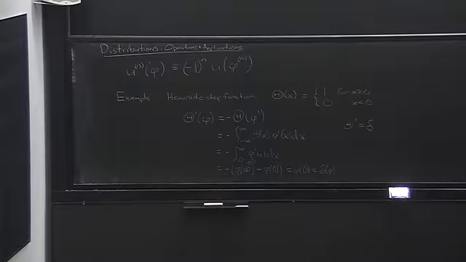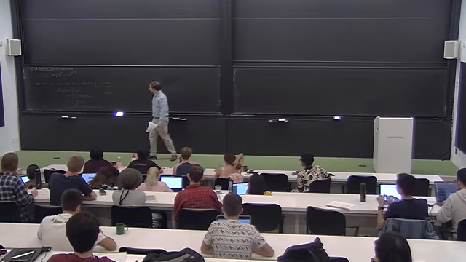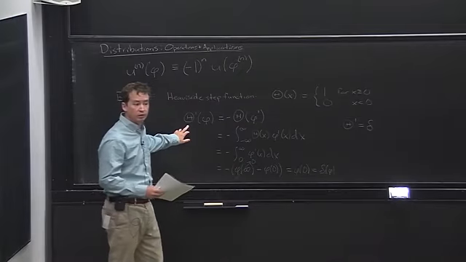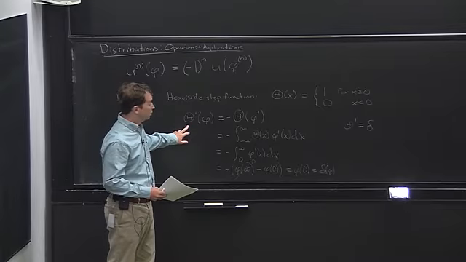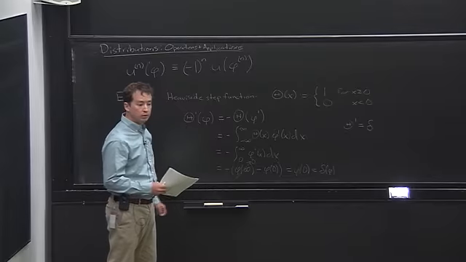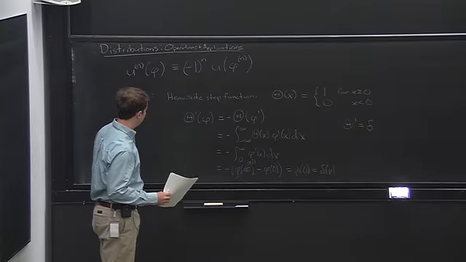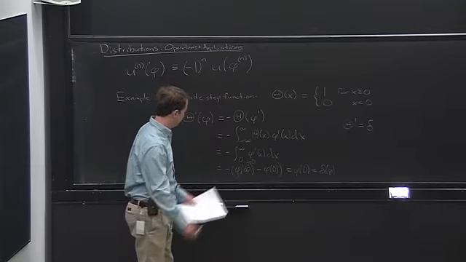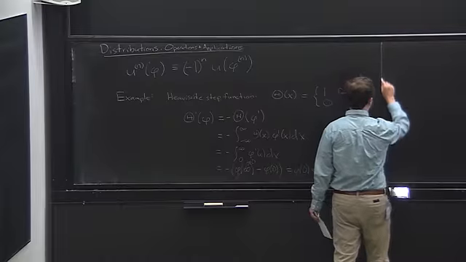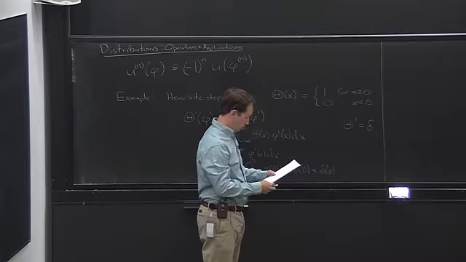Didn't those distributions have to be continuous? Our distributions have to be continuous, yes. But continuous as maps over phi, not over x. Yeah, it's once again the topological thing. That's right, yes. Continuous as functionals.